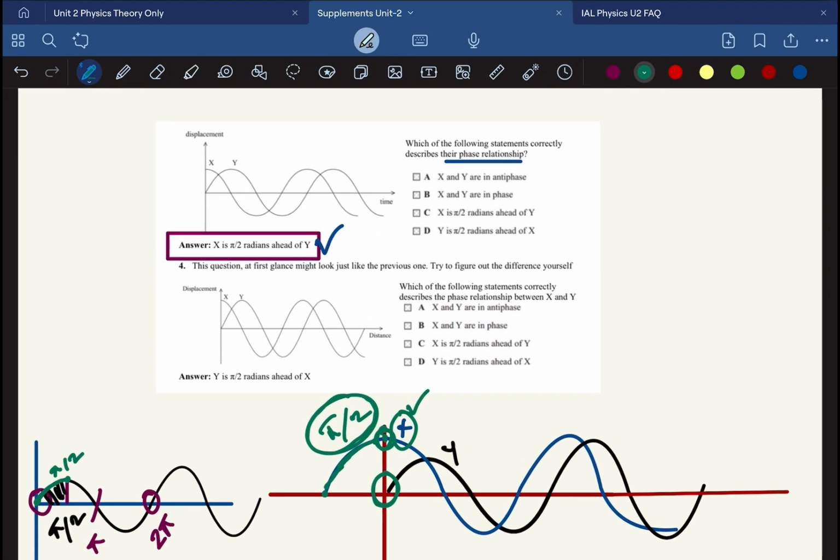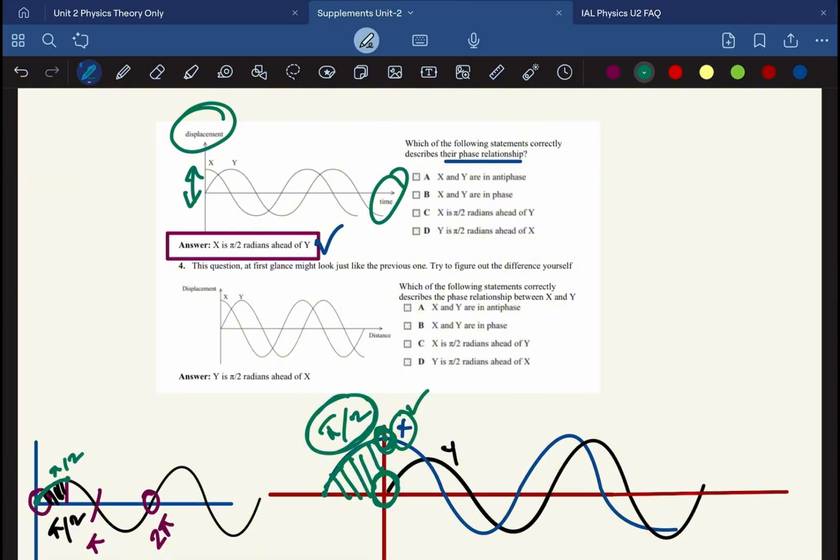And when they give us a question of displacement time graph, we will always compare them vertically. We will always compare them vertically: when y is at 0 displacement, when it just started, the x is at maximum displacement. That means it has already covered this extra pi by 2 distance.